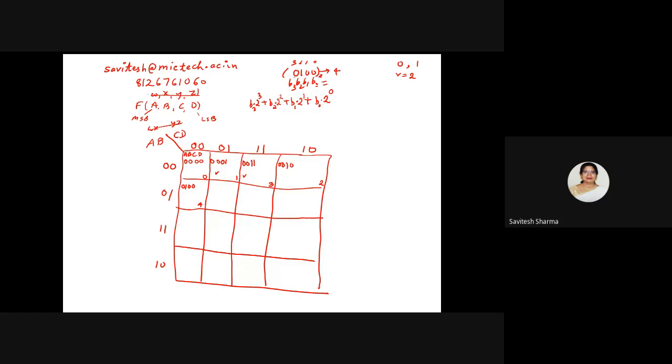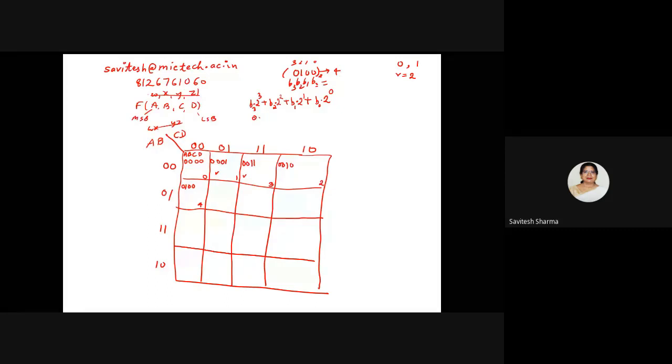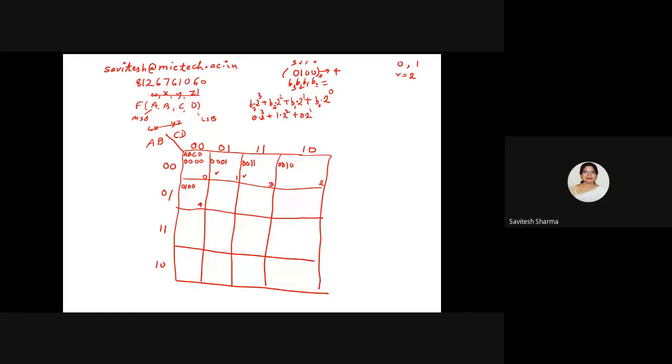So you see what is B3 here? B3 is 0. If you multiply 0 with any number, it will give you 0. What is B2? It is 1. What is B1? It is 0. What is B0? It is 0. So you see, this is 0 plus 4 plus 0 plus 0. So what is it? It is 4. Got it? This is the formula.